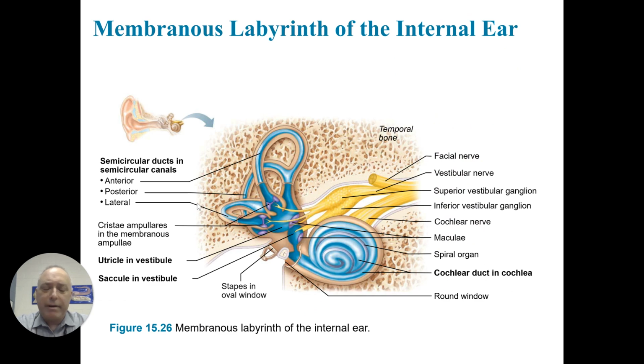So the membranous labyrinth of the inner ear, you can see the three semicircular ducts and canals, and there's anterior, posterior, and lateral, and these are going to detect Z, Y, and X axes. You've got a number of cranial nerves coming in, the facial nerve, the vestibular nerve, the cochlear nerve. You can see the utricle in the vestibule, as well as the saccule.